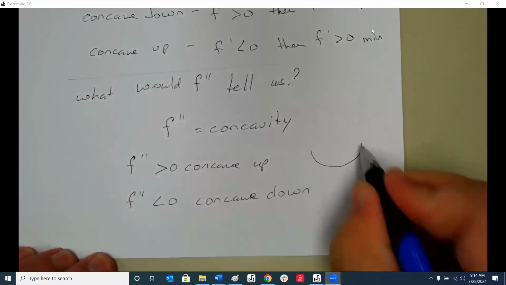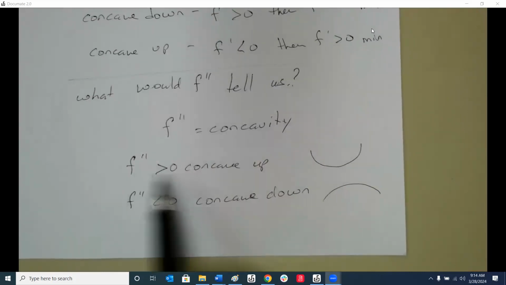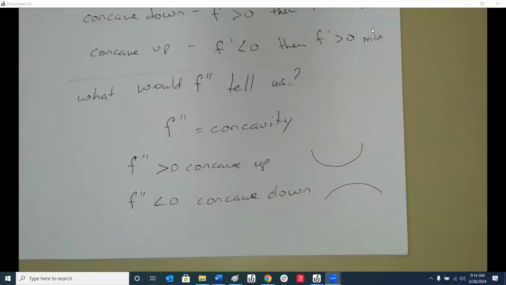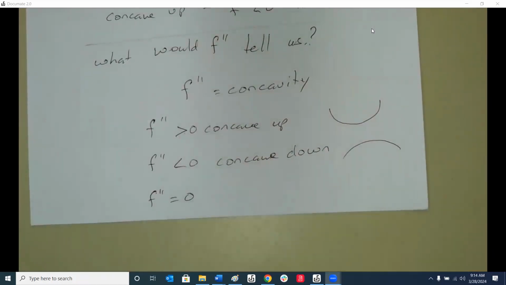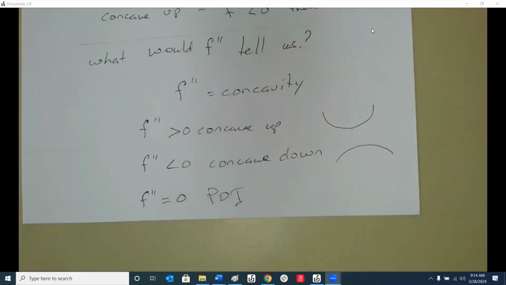In other words, the graph looks like this, or the graph looks like this. Because think what it says. It says the rate of change of the slope is positive, so it's going up. The rate of change is negative, it's going down. So what happens when it's zero? It's neither concave up nor concave down. It's the point of inflection. So we know exactly at what point it stops being up and starts being down.